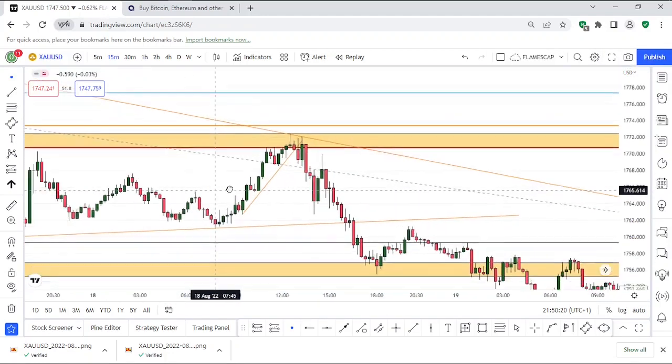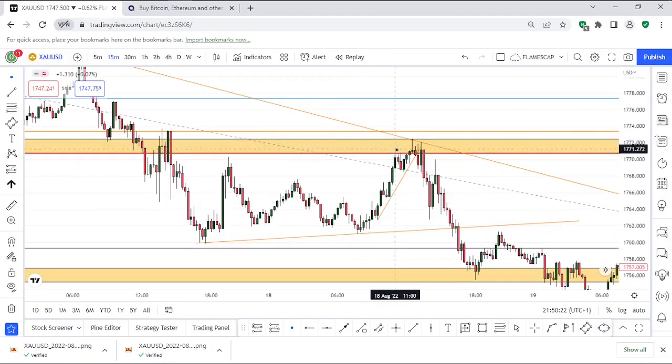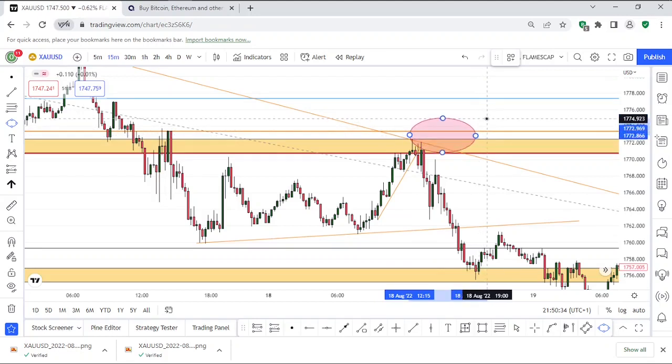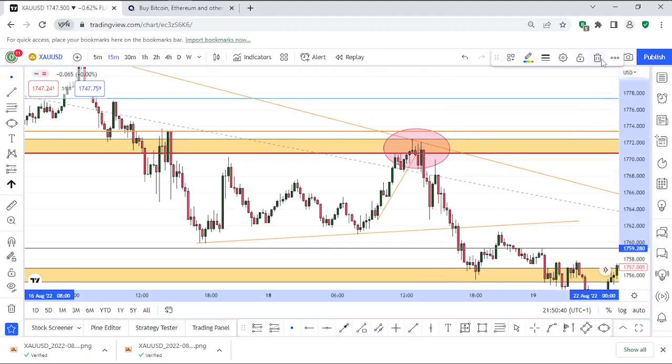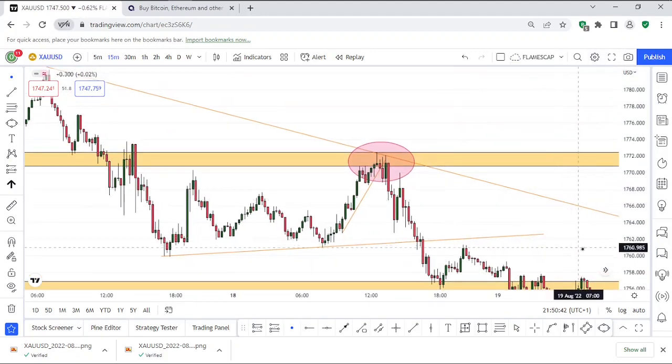Then at the push up that came back to the 50 retracement zone, I'm just going to use this to mark it out. We can get rid of the Fibonacci retracement too, so that the chart can be a little bit clearer.